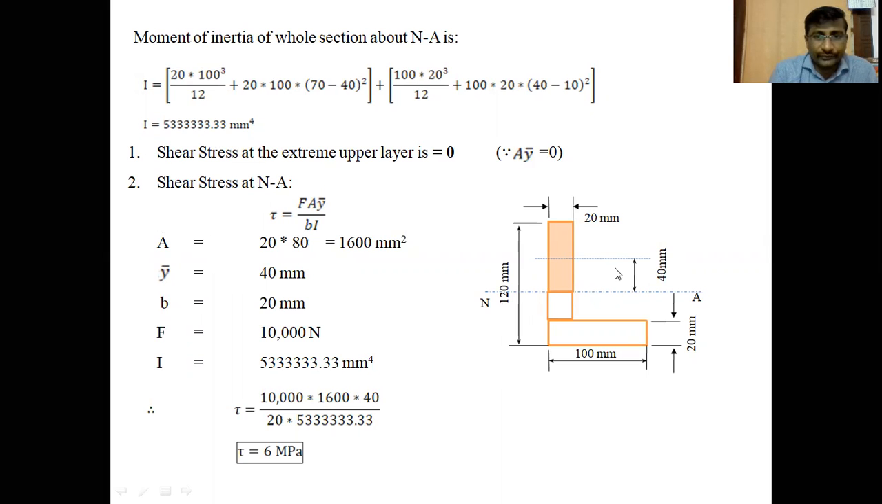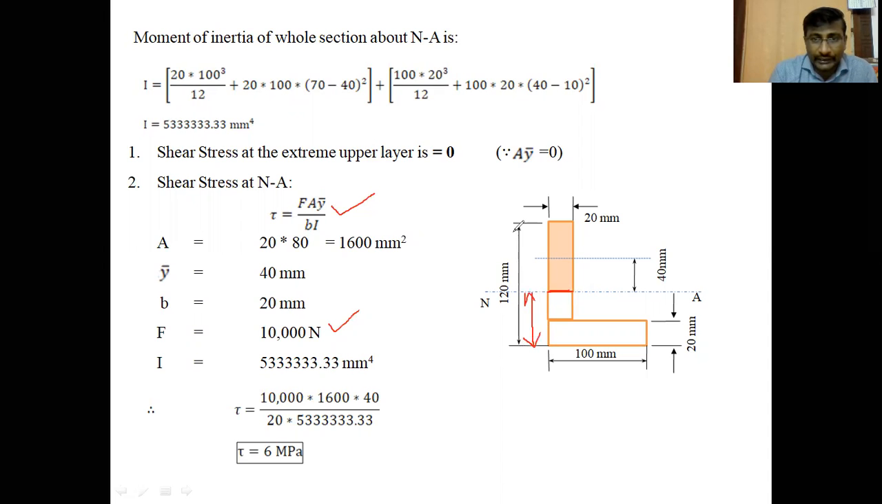Second, the shear stress at the neutral axis. After finding the shear stress at the extreme fiber, you should find the shear stress at the neutral axis. Taking the layer EF at the neutral axis, apply the formula F A y bar by b into I. Here F is the 10 kilonewtons given in the problem, so 10,000 newtons. And the area above this layer is the shaded area. How much is this shaded area? The distance from the bottom face to the neutral axis is 40.